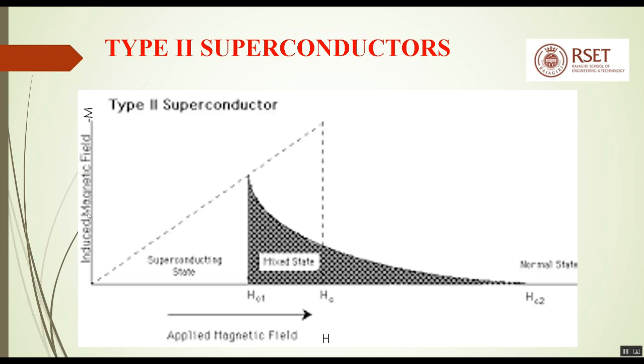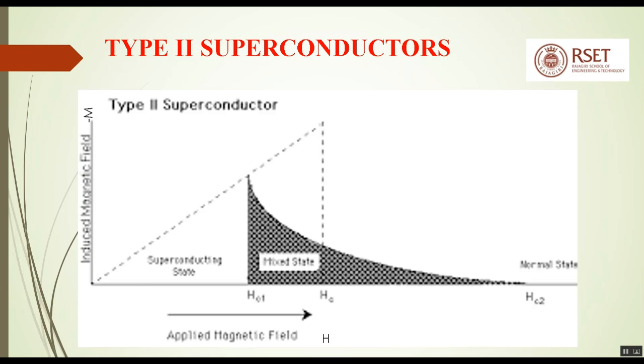This graph shows the internal magnetization versus applied magnetic field curve. As in the previous case, the strength of the externally applied magnetic field H is taken along the x-axis of the graph, and the internal magnetization generated is taken along the y-axis. Here also the negative value of M, internal magnetization, is taken along the y-axis, implying that the direction of internal magnetization is opposite to that of the external magnetic field.